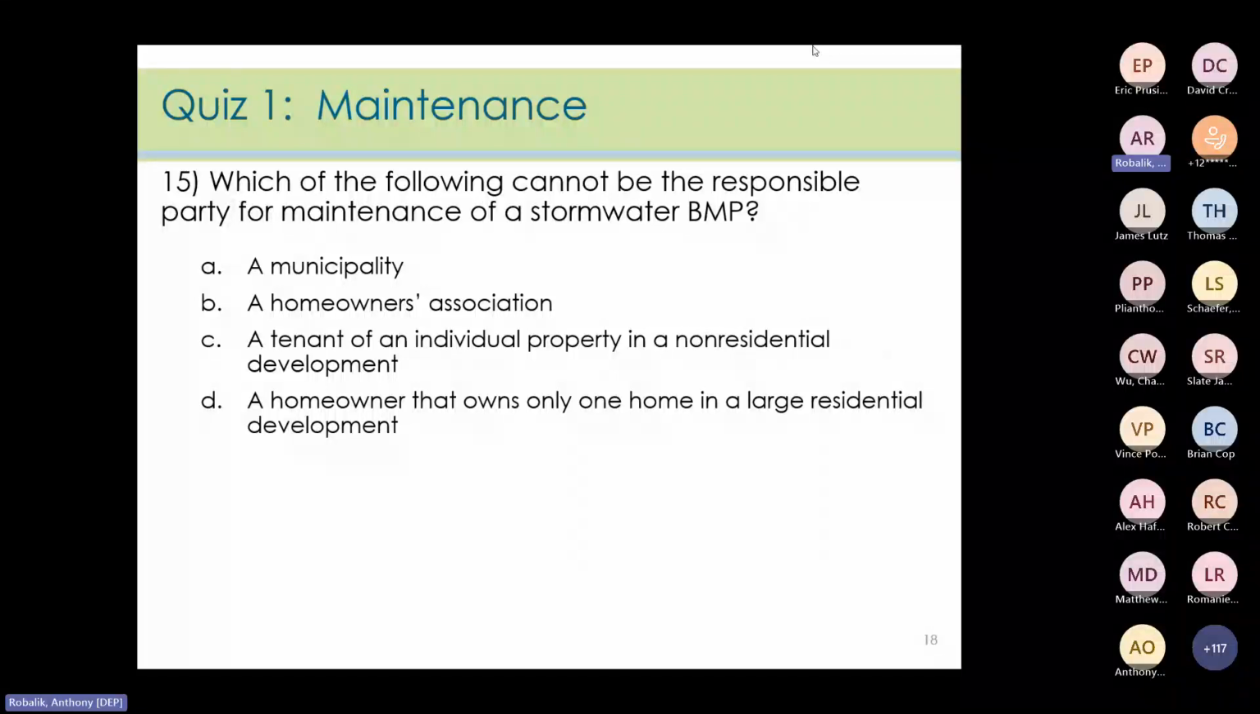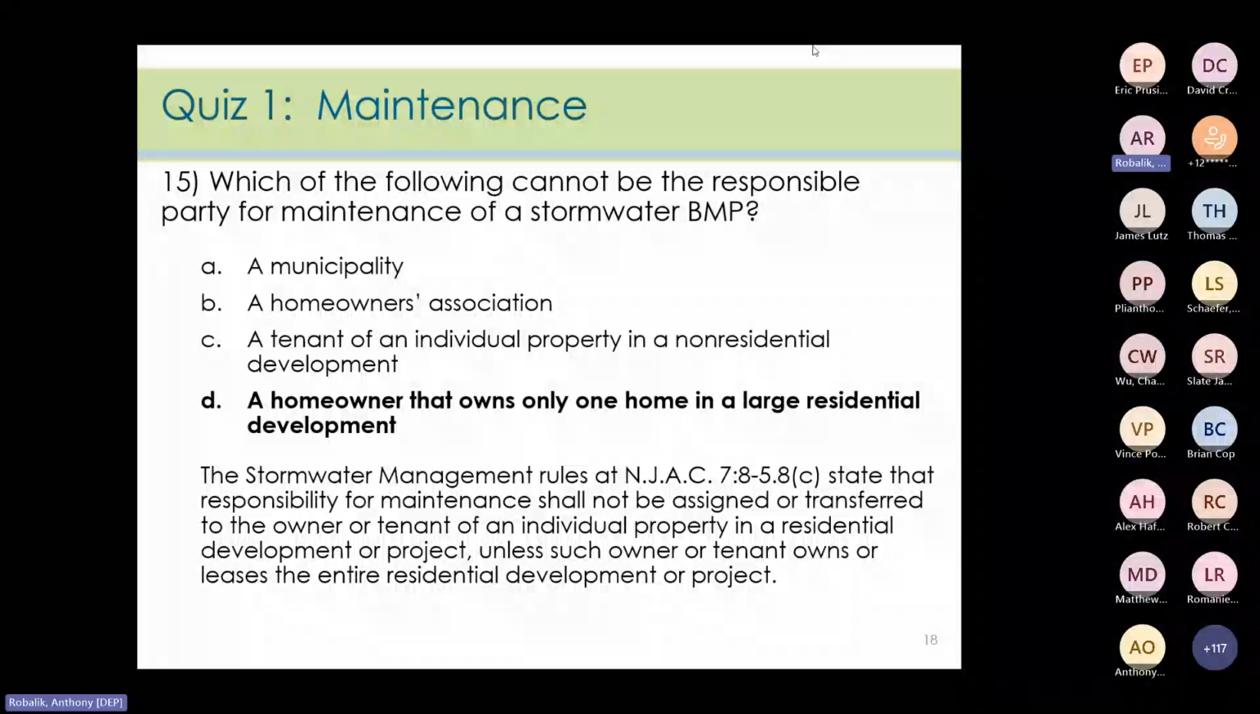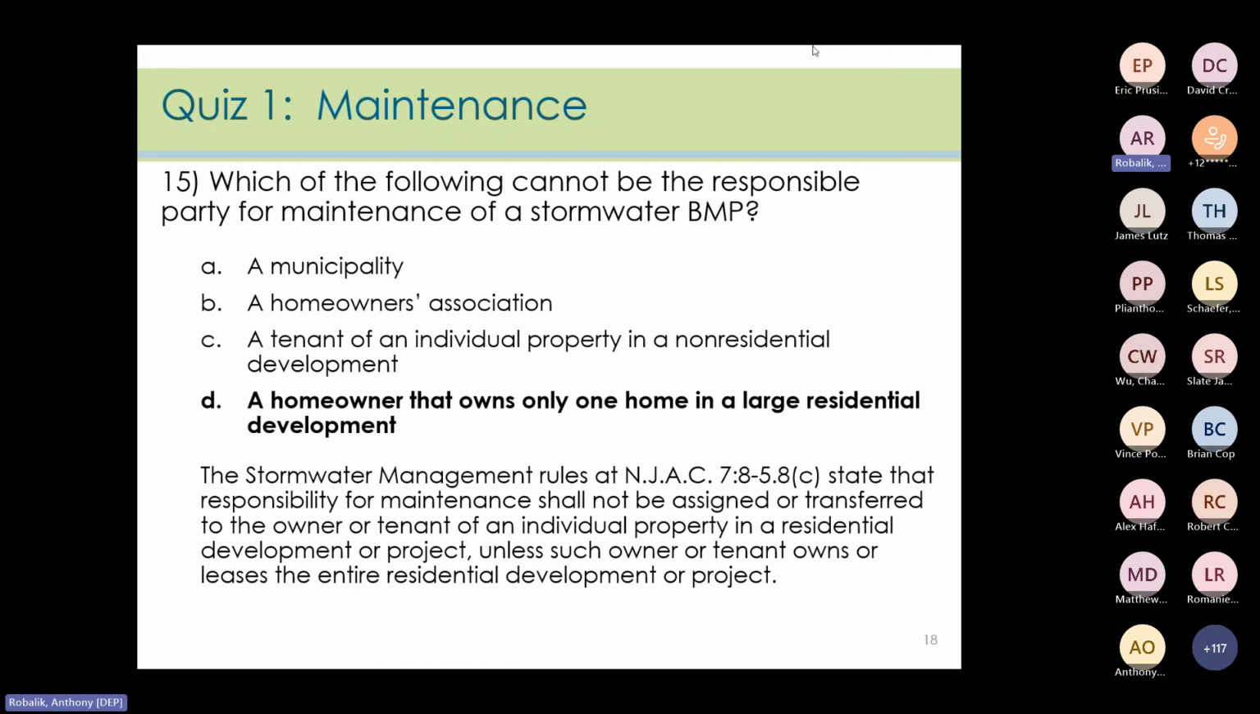All right, question 15. Which of the following cannot be the responsible party for maintenance of a stormwater BMP? And the answer to this is going to be D, a homeowner that owns only one home in a large residential development. And so the stormwater management rules at N.J.A.C. 7:8-5.8C state that responsibility for maintenance shall not be assigned or transferred to the owner or tenant of an individual property in a residential development or project, unless it's the rare case where the owner or tenant owns or leases the entire residential development or project.